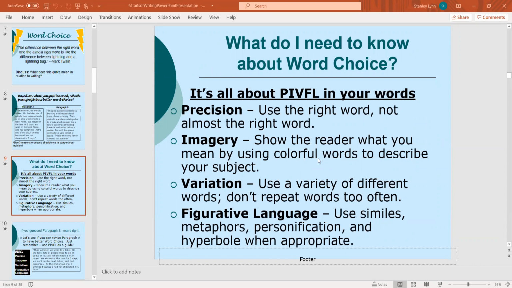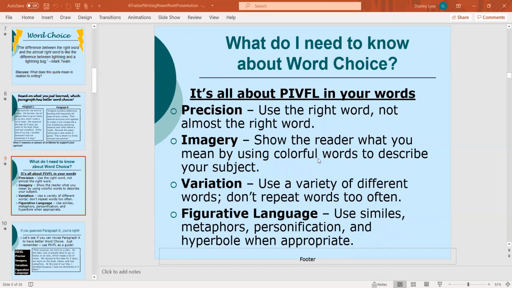PIVFL in your words. First, precision. Use the right word, not almost the right word. Don't look at me and say when I mark it wrong, Miss Lynn, it almost means the same. Almost is not the same. I told you, check thesauruses, check dictionaries. There will be no excuses.